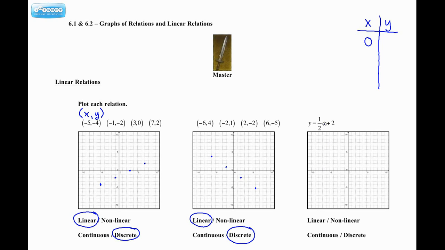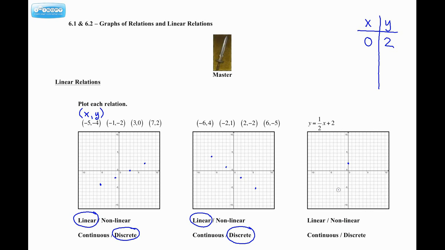So imagine x is now 0. So 1/2 times 0, that's just 0. Plus 2 is 2. Okay, so there is a point that satisfies this equation. So let's plot it right here. That's all we're doing. We're just picking points that satisfy this equation.